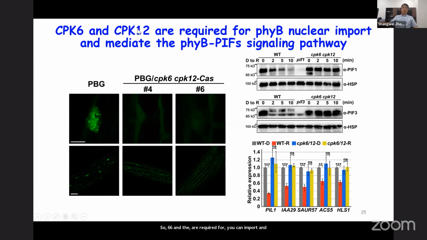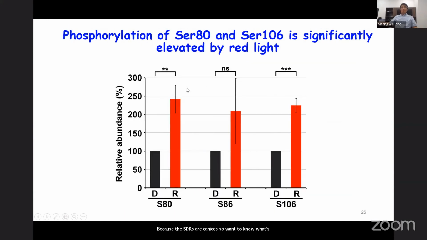Because the CPKs are kinases, we want to know whether light can regulate PhyB phosphorylation. We found that at two sites, S080 and S106, the phosphorylation level was significantly elevated by red light. So we then examined whether CPK can phosphorylate PhyB at these sites.